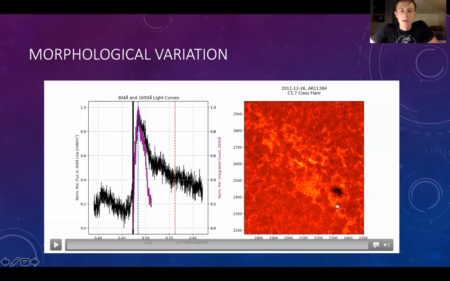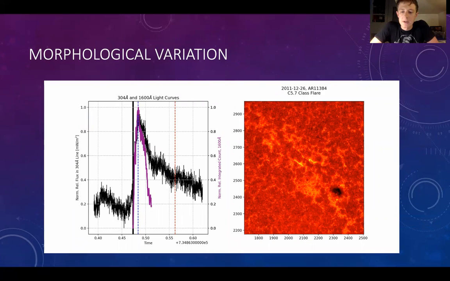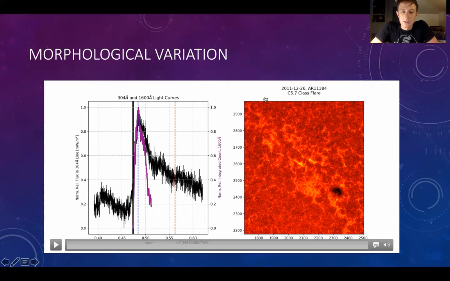Finally, we also studied the morphological variations using the 1600 angstrom images taken by SDO AIA. A movie of this is shown. I'll show this on the right. On the left, you see the integrated flux counts, normalized, for the 1600 angstrom line in violet and purple, and in the black line, you see the 304 angstrom line provided by SDO EVE.